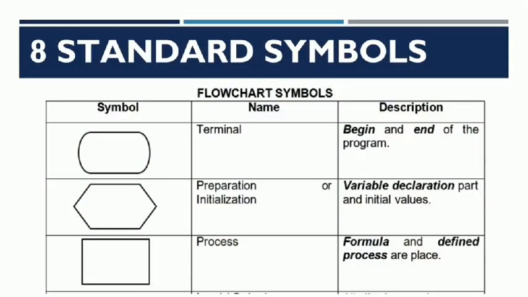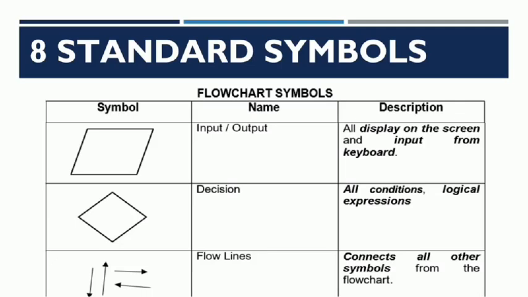There are 8 standard symbols. Flowchart symbols: name, terminal; description, begin and end of the program. Preparation or initialization: variable declaration, and initial values are placed. Process: formula and defined process are placed. Input/output: all display on the screen and input from keyboard. Decision: all conditions, logical expressions. Flow lines connect all other symbols from the flowchart.